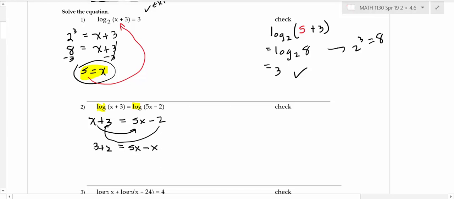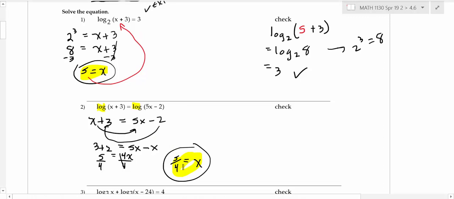Okay, so let's see. That ends up giving me 5 equals 4x, and then I just divide by 4. So I'd end up getting the answer x is equal to 5 over 4. Okay, that would be the answer of the problem, all right?